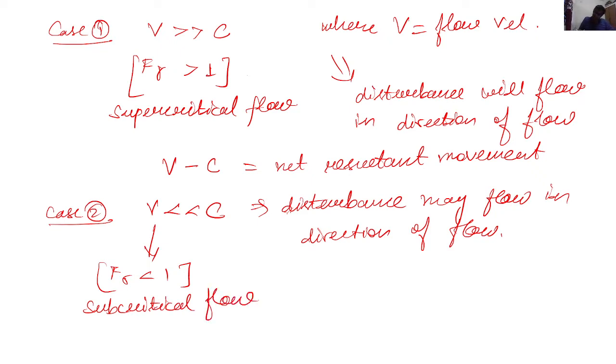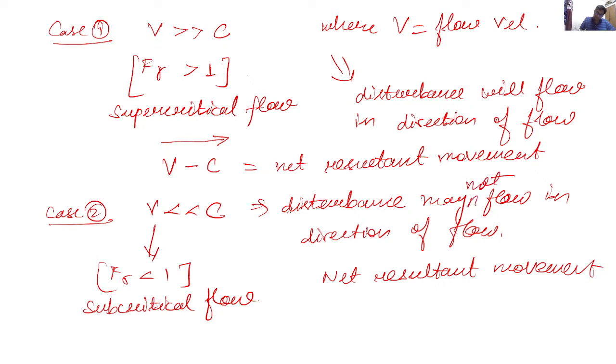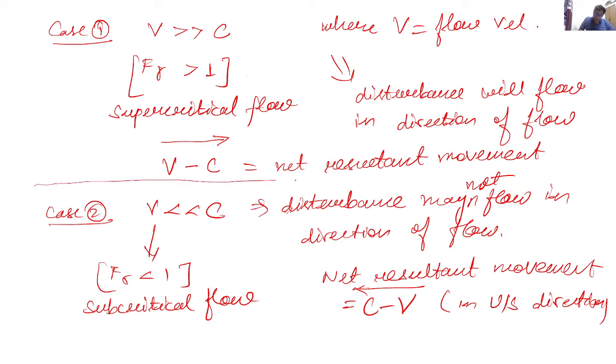So the net resultant movement in this case, if we suppose that the upstream side is left and the downstream side is right, would be from left to right in the first case, whereas in this case the net resultant movement will be C minus V, and it will be in the upstream direction. That is from right to left. In case the upstream is left and the downstream is right, it will be exactly opposite. These two cases will follow very different situations. So let me just conclude it in the next slide.